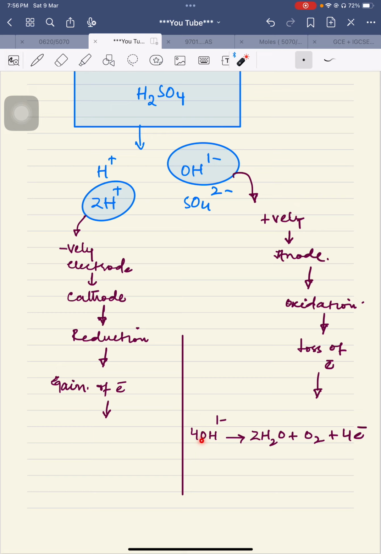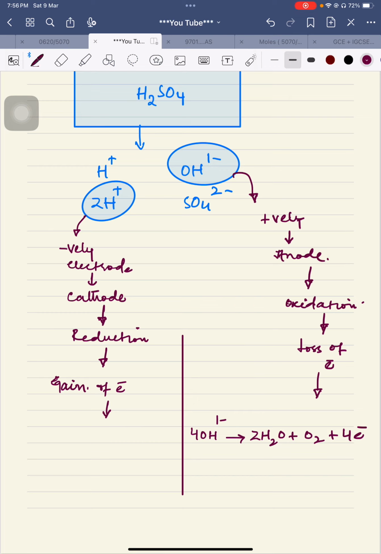4OH- has how many oxygens? 4. Here, how many oxygens? 2 and 2. Okay, we are okay with oxygen as well. How many hydrogens here? 4. So how many hydrogens here? 4 as well. So we can say that oxygen, hydrogen, and electrons are balanced on both sides. So this is a balanced chemical equation. As we have removed 4 electrons, we have to gain 4 electrons as well.